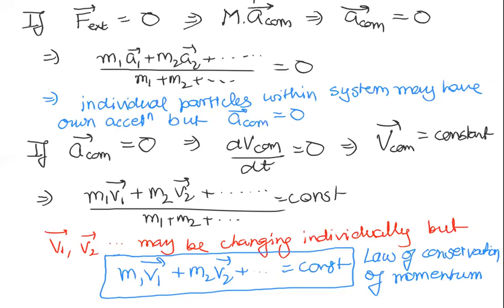And since it cannot change, therefore the addition of individual M1V1 plus M2V2 plus M3V3 plus M4V4 and so on cannot change. And we define the product of mass and velocity as momentum of the particle, and we say that P1 plus P2 plus P3 is equal to constant. This is called the law of conservation of momentum. So please remember where it is coming from before you apply it. You cannot apply it on single particle systems, meaningless.